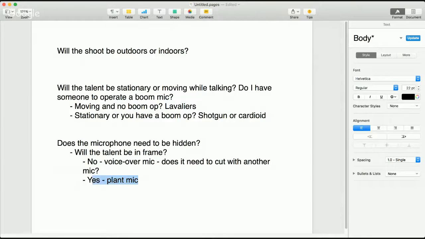And by plant mic, I don't know what the original intention with that name was, if you hide it in a plant, or if that means you plant it somewhere in the scene. Either way, the idea with this is a hidden mic that's already somewhere in the scene where the talent's going to be talking. And sometimes that can work really well. And there's a good example of that.